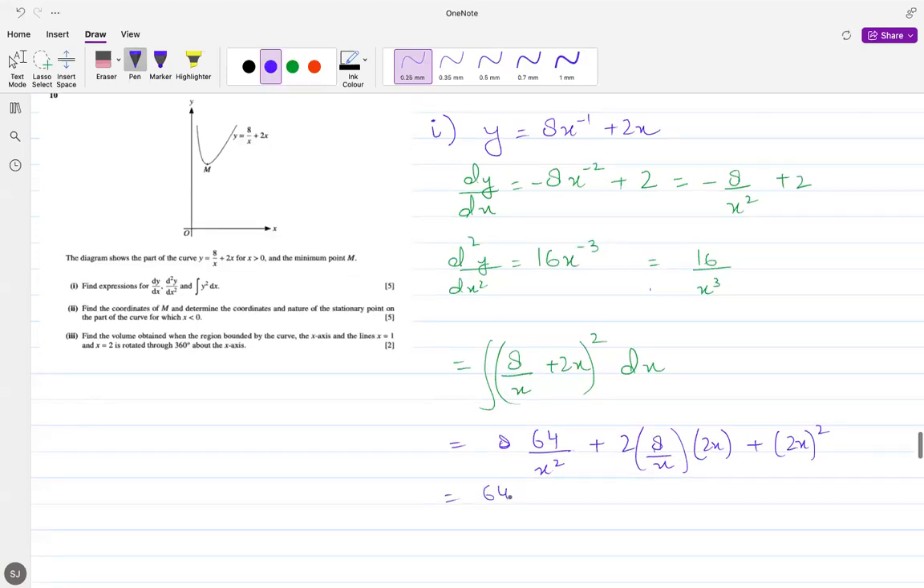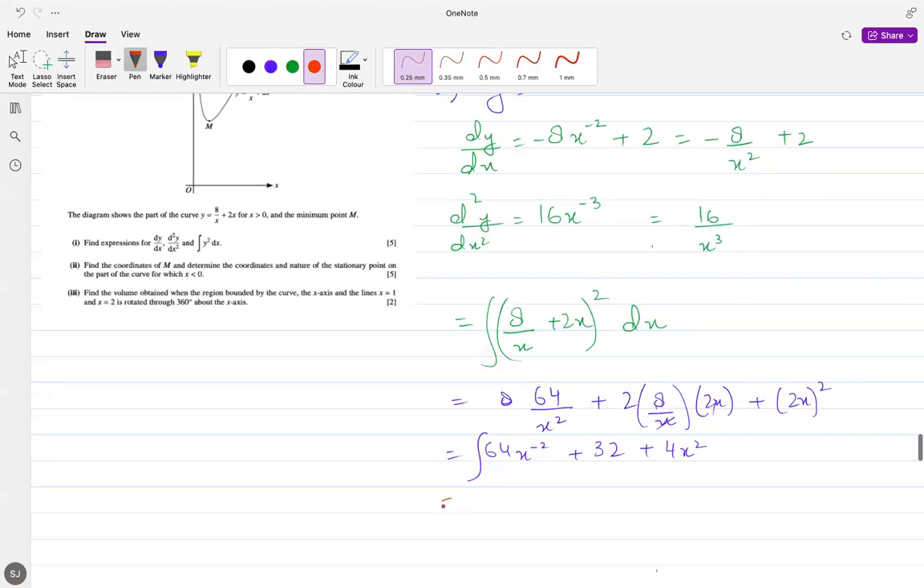Simplifying this before integrating, we'll write it as 64x to the power minus 2. This will cancel out, so this will become 16 times 2, 32, plus 4x squared. Now applying the integration sign to all these three terms.